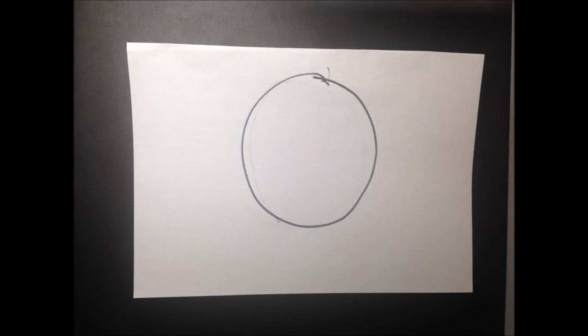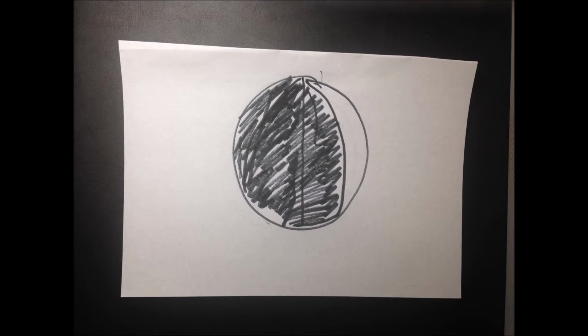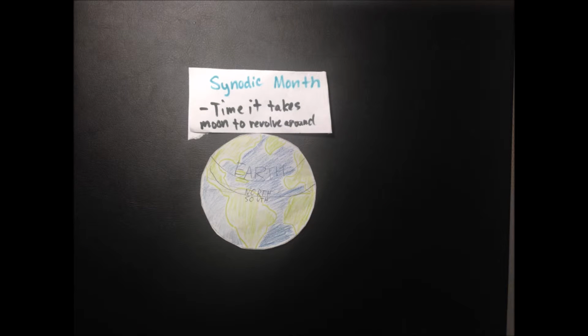As the moon orbits around the Earth, the moon seems like it changes shape, when really what's happening is the amount of area on the moon being lit up by the sun changes. The moon appears to change from a crescent to a circle back to a crescent. These different appearances are called the phases of the moon. A synodic month is the time it takes the moon to revolve around the Earth.